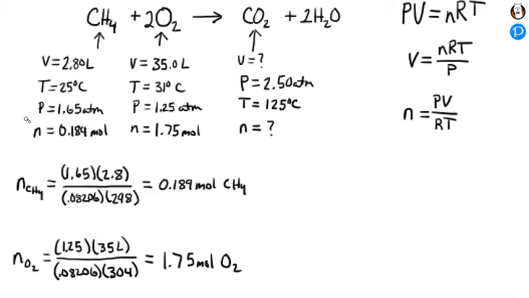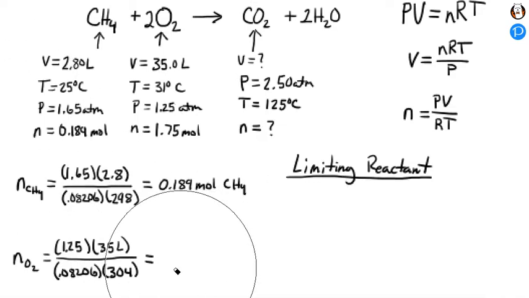Or do I use moles of CH4 and then convert that into moles of CO2? And this hopefully is ringing a bell here. This is where we have to determine the limiting reactant, right? We got to remember that. We have to figure out, is it going to be the CH4 that runs out first, or is it going to be the O2 that runs out first? Because whichever one runs out first, that's the one I have to use to convert into CO2. Okay, so we have to figure out the limiting reactant first.